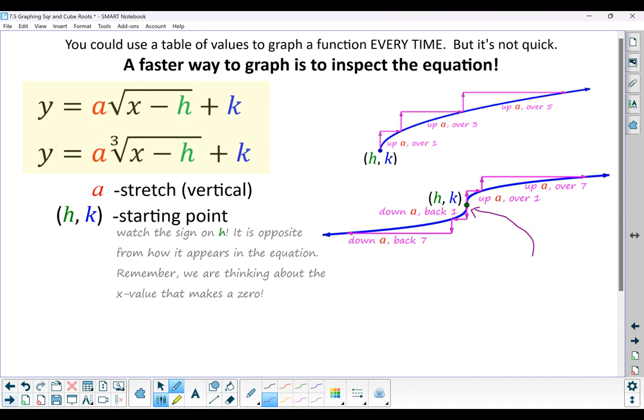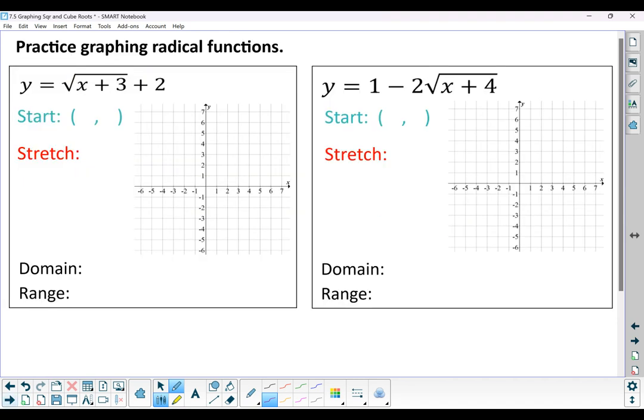So let's try graphing a couple of these. Our first one is the square root of x plus 3, plus 2. So our starting point is going to be at negative 3, 2. And then the stretch here is just 1. So we're going to go up 1 over 1, up 1 over 3, up 1 over 5. So that's our pattern, and we'll just graph that.